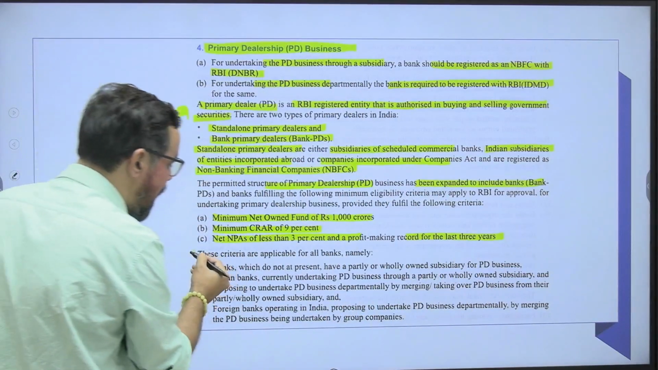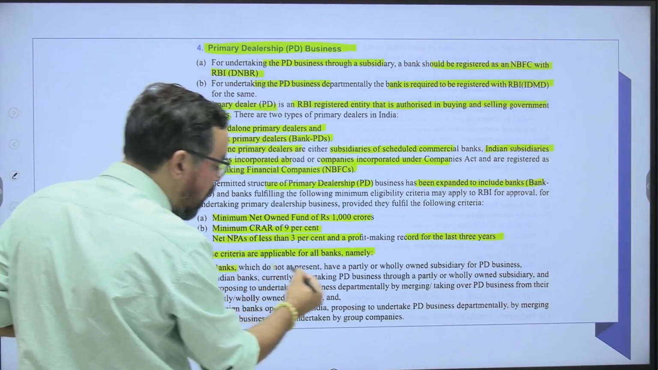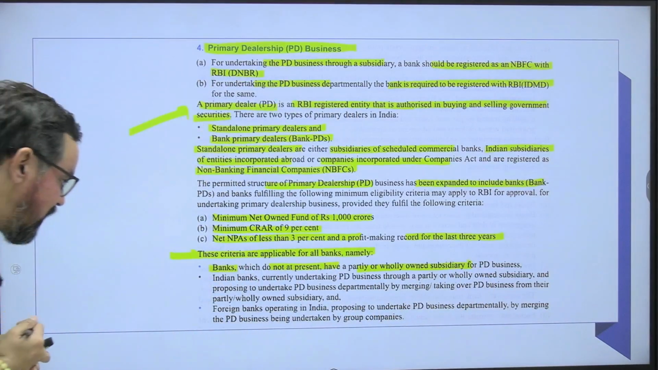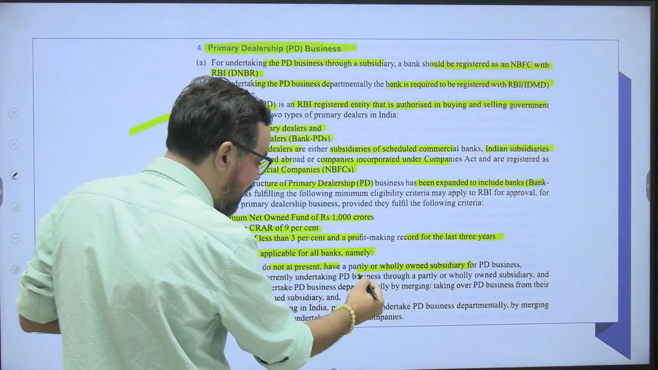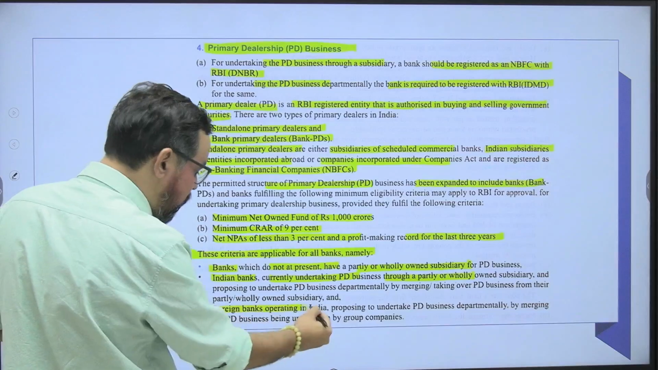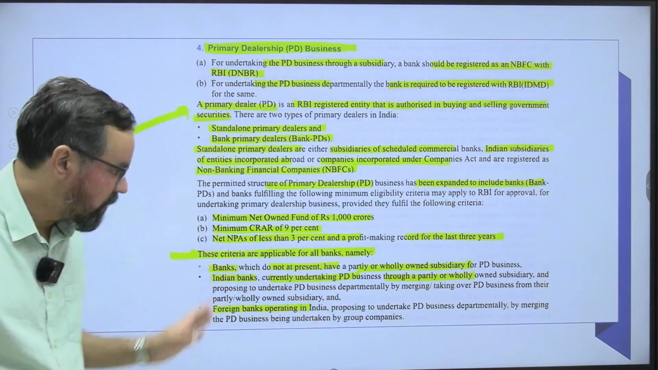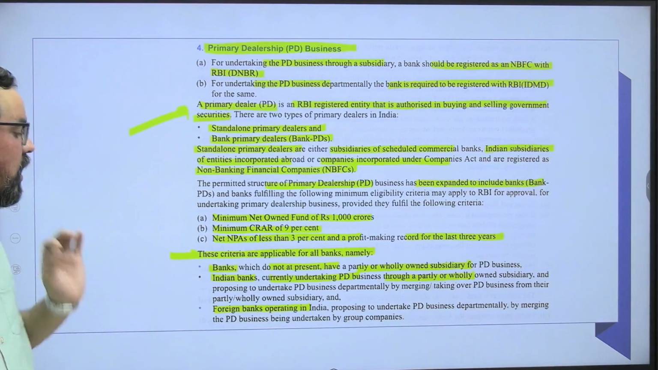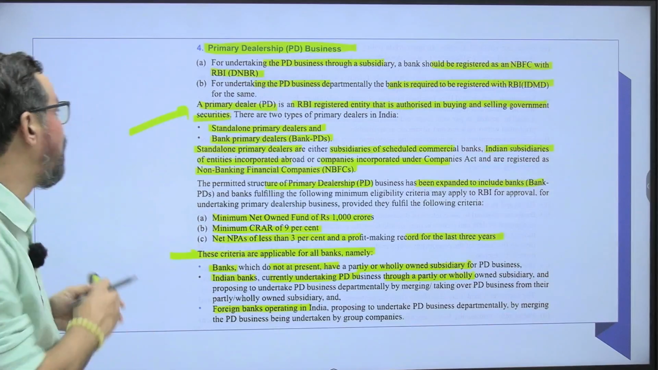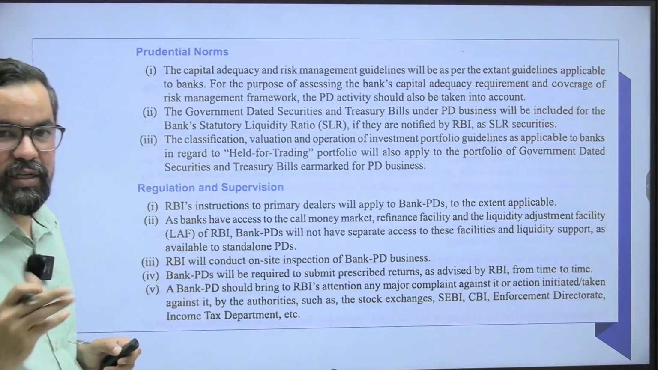These criteria are applicable for all banks, namely banks which presently do not have a partly or wholly owned subsidiary for primary dealer business, an Indian bank currently undertaking primary dealer business through a partly or wholly owned subsidiary, and then foreign banks also can open these. They can undertake PD business departmentally by merging the PD business being undertaken by group companies. So these are the guidelines. Again, very very important. I'll give 2 stars to this one. ठीक है. So for examinations, when you revise a little, you will remember it.